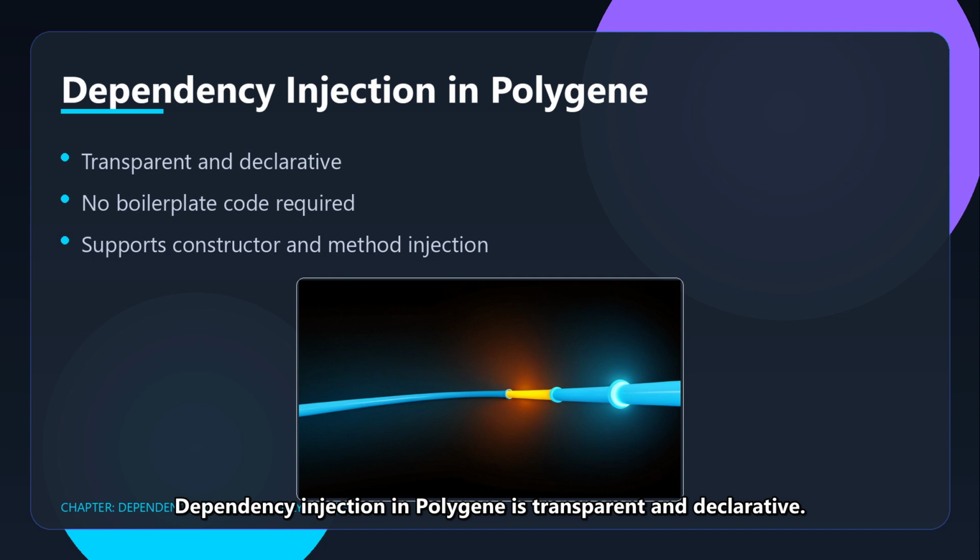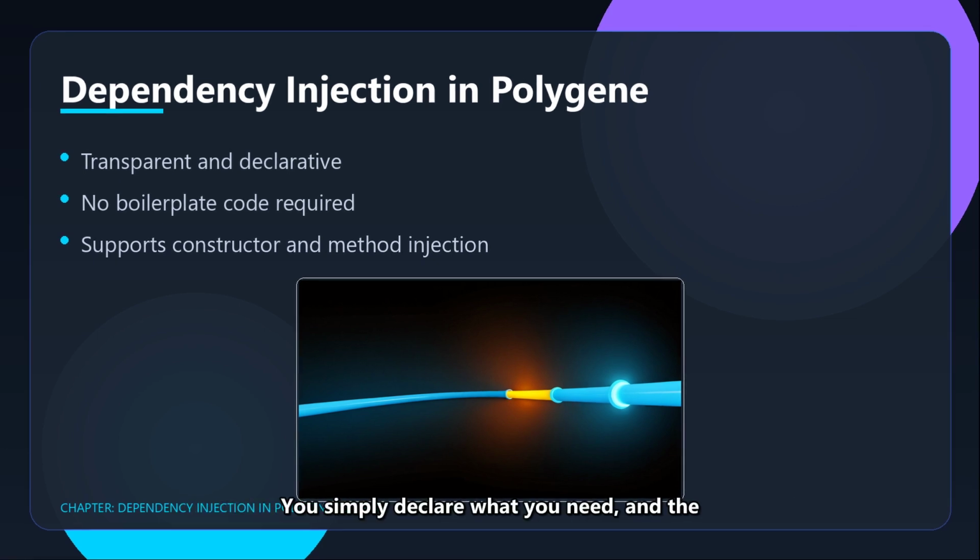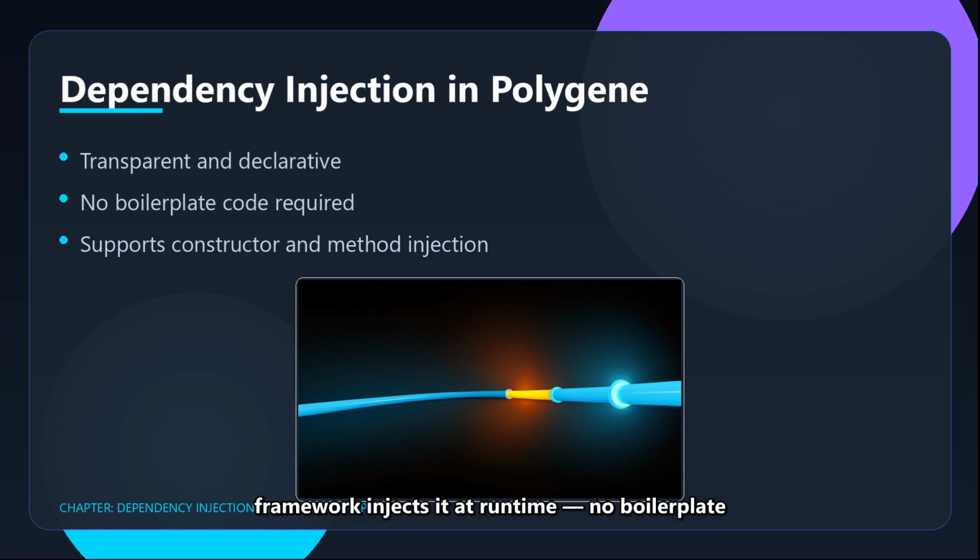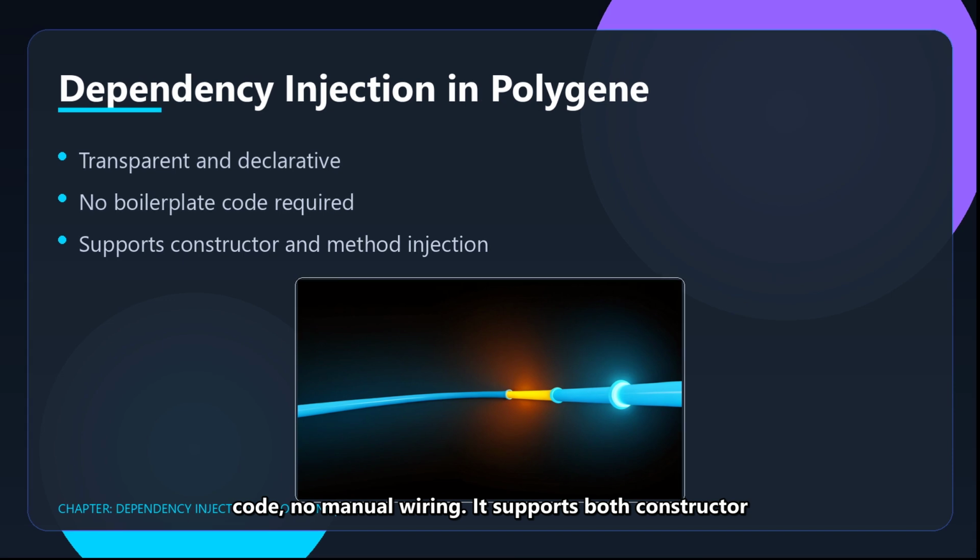Dependency injection in Polygene is transparent and declarative. You simply declare what you need, and the framework injects it at runtime. No boilerplate code, no manual wiring. It supports both constructor and method-level injection.